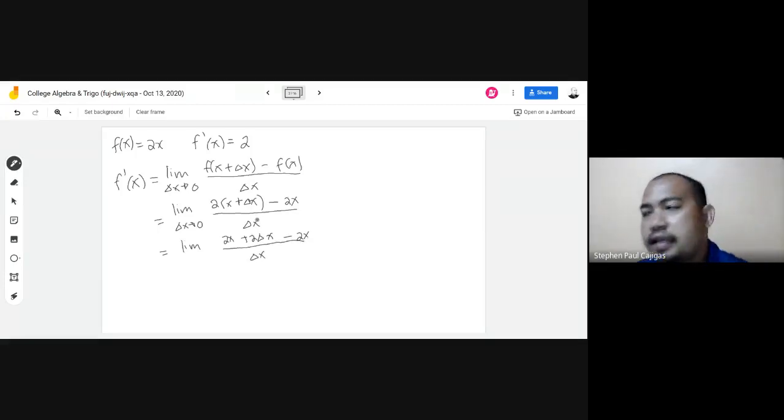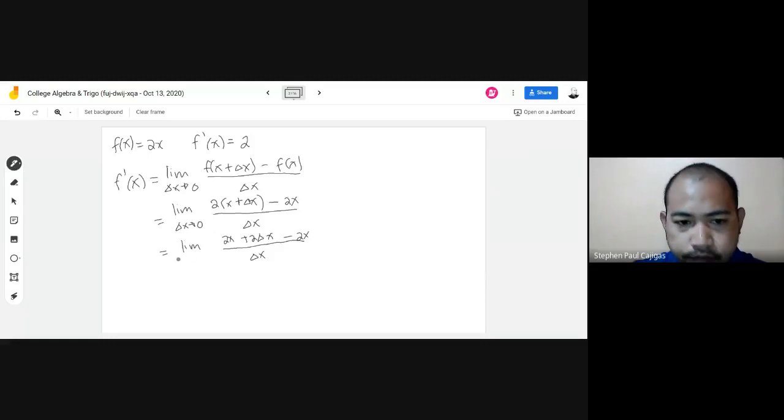By the way, don't forget that this delta x is just a single variable. It is not delta times x. Think of delta x as a single component, because later on, when squares are attached, you might forget. So again, this is delta x approaches 0.